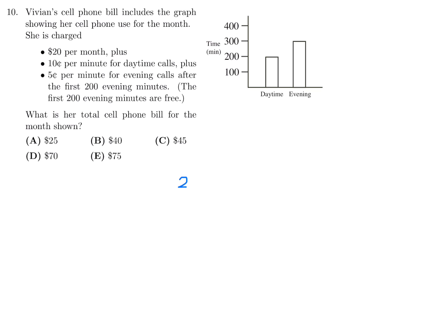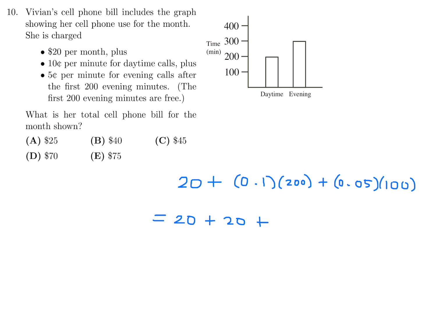Okay, so $20 flat rate plus 10 cents per minute during the day, and during the day she is talking 200 minutes, and then in the evening 5 cents per minute, and she talks 300, but the first 200 were free, so she's only going to get charged for the 100 after the first 200 minutes in the evening. So doing the math here, we get 20 plus 20 plus, what's that, 5? So this is $45. Therefore, number 10, the answer is C.